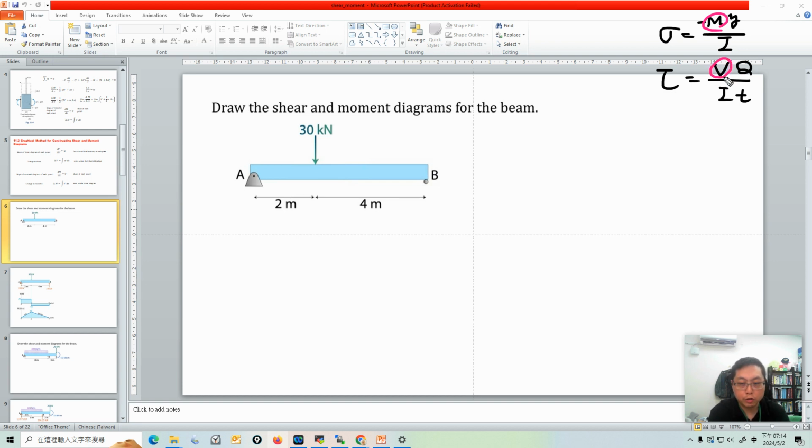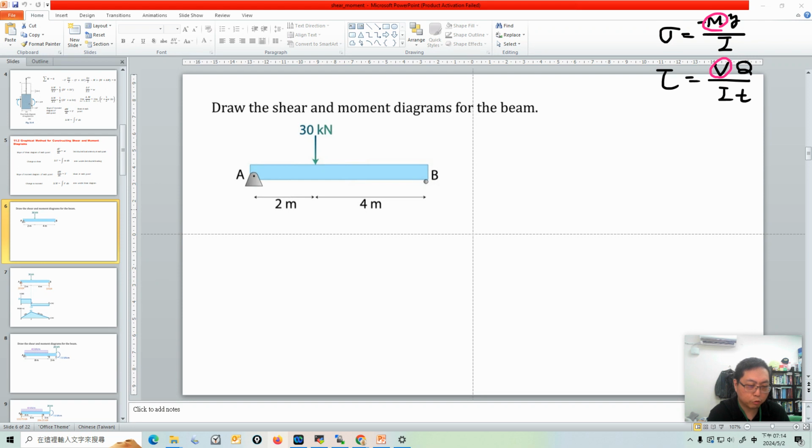So the shear moment diagram helps you determine the bending moment and shear force at a particular cross section. That's why we need a so-called shear moment diagram. In this problem, I'm going to show you the simplest example of a shear moment diagram. We start from a very simple one first.